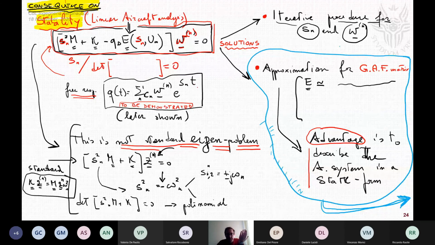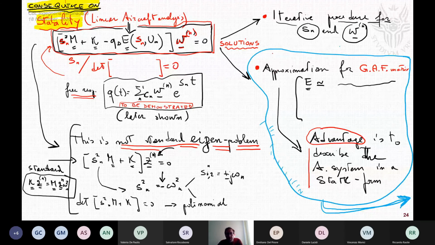I have to convince you about the fact that also in this case, for this complicated system, again, the free response is given by this solution structure here. However, supposing that this is demonstrated, then we have to evaluate this pole. And we have two possibilities.